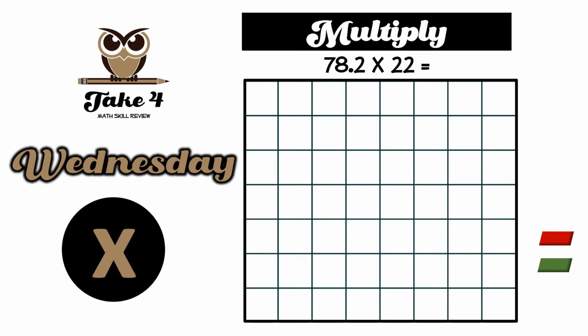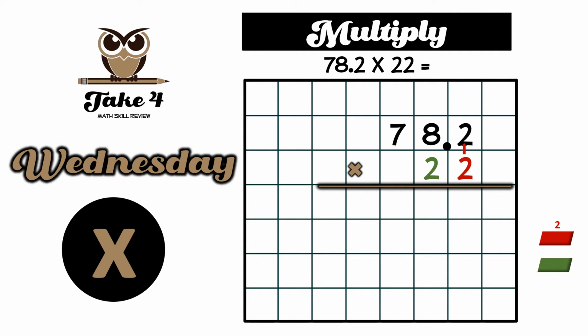Multiply 78 and 2/10 times 22. When we multiply numbers with decimals, we do not have to line the decimals up. Your problem should look like this. We're first going to multiply by the 2 in the ones place.